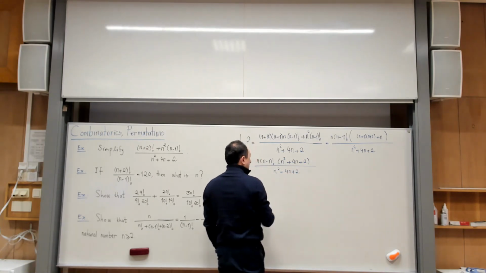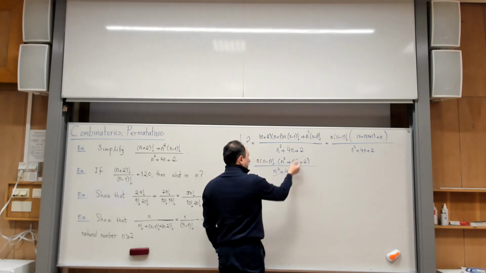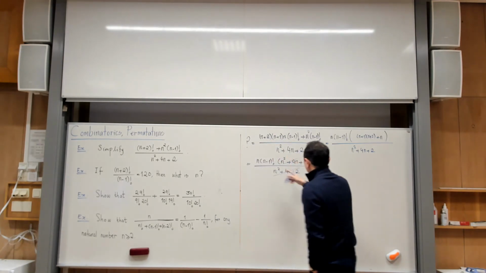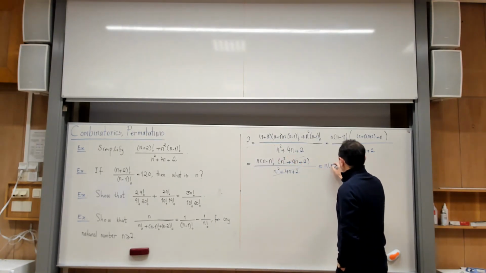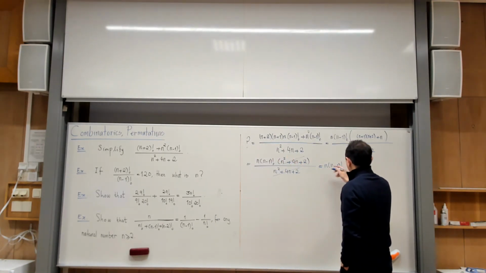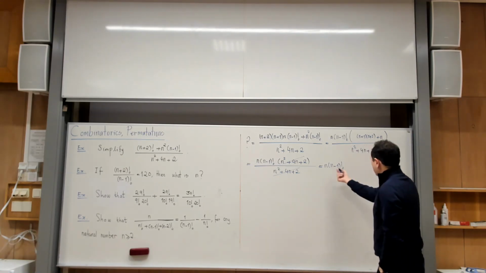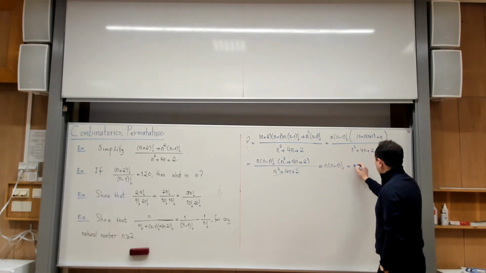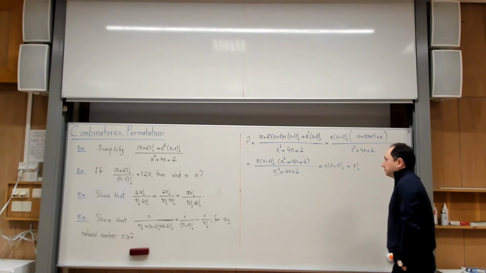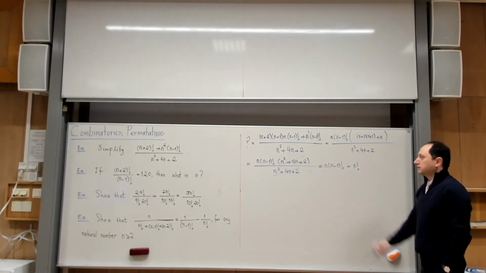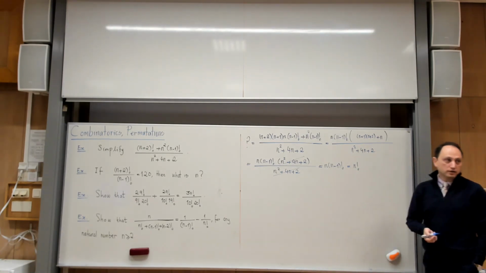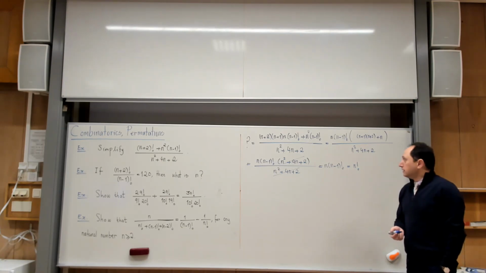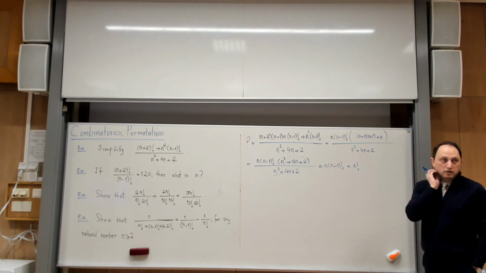Yes? And then these two are gone. What is left is n times (n minus 1) factorial. But I can write this in a more compact way as simply n factorial. So the simplified version of that expression is just n factorial. Yes? Any questions here?